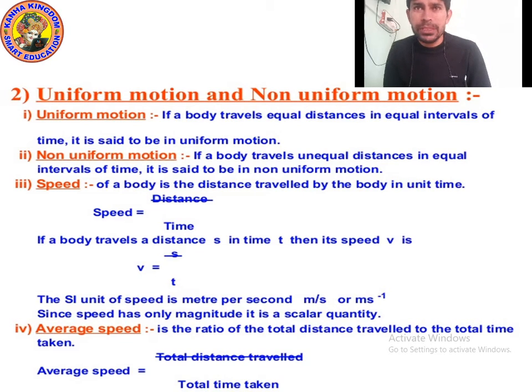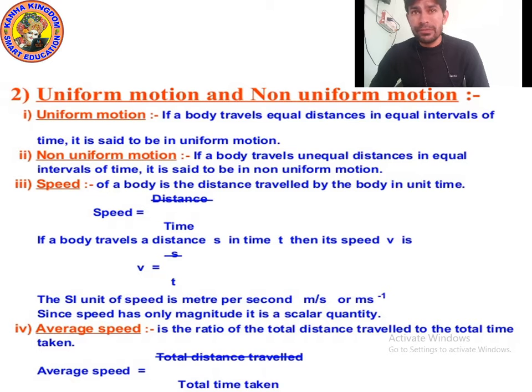Now let's study speed. What is speed? Speed is the distance traveled by a body in unit time, in fixed time. Speed is the distance traveled by an object in a unit time. So what is the formula of speed? Speed is equal to distance upon time. This is the formula of speed.